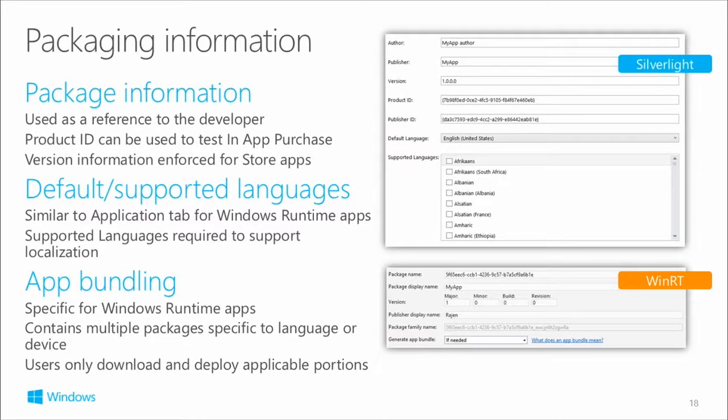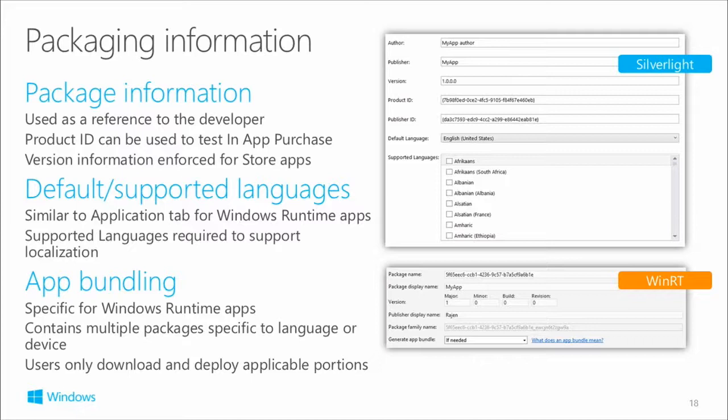Then there's a bit more information about the packaging. A lot of this is mainly reference for the developer, but there is versioning in there as well, which for WinRT apps is absolutely enforced. For Silverlight apps, not so much. It's under the control of the developer, but you have to make sure that whenever you release an update, the version goes up. So it's a bit more under your control with the Silverlight thing.